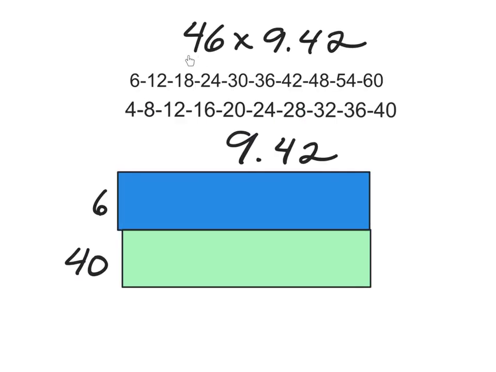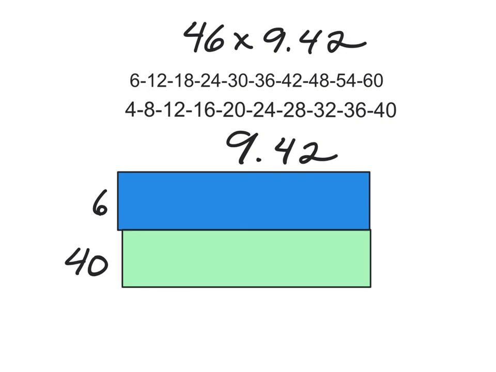And here it is, my friends, 46 times 9.42. So the first thing I did was do my counting by the numbers for 4s and for 6s. Then I took the 9.42 and put it up on top of my 2 area boxes here.